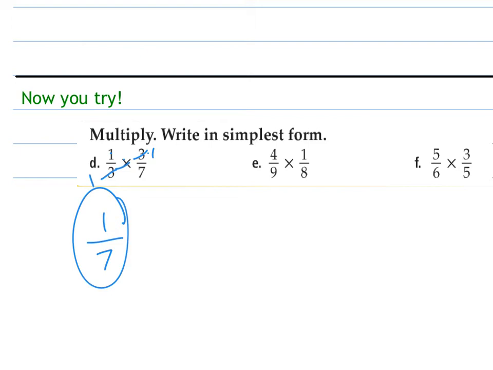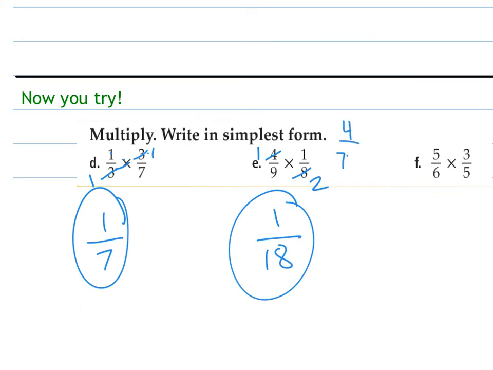Next one here, 1 and 9, nothing that they can be simplified by, but 4 and 8, they can both be divided by 4. 4 divided by 4 is 1. 8 divided by 4 is 2. 1 times 1 is 1. 9 times 2 is 18, which again, if we didn't simplify, we would have gotten 4 over 72, and then we would have had to do some division here in order to simplify. So the shortcuts will help with that.